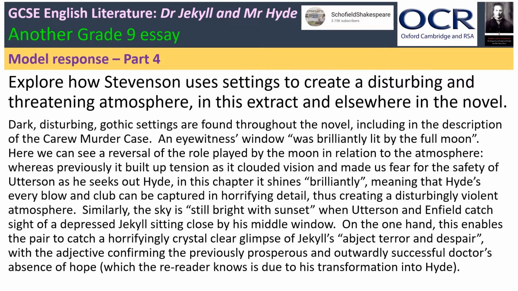Dark, disturbing Gothic settings are found throughout the novel, including in the description of the Carew murder case. An eyewitness's window was brilliantly lit by the full moon. Here we can see a reversal of the role played by the moon in relation to the atmosphere. Whereas previously it built up tension as it clouded vision and made us fear for the safety of Utterson as he seeks out Hyde, in this chapter it shines brilliantly, meaning that Hyde's every blow and club can be captured in horrifying detail, thus creating a disturbingly violent atmosphere.